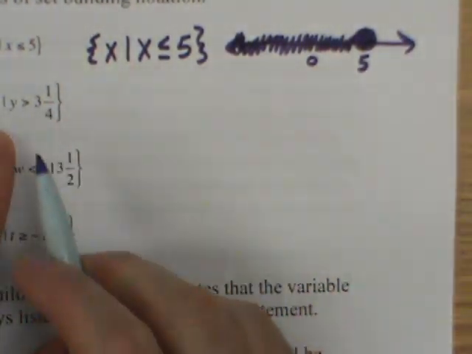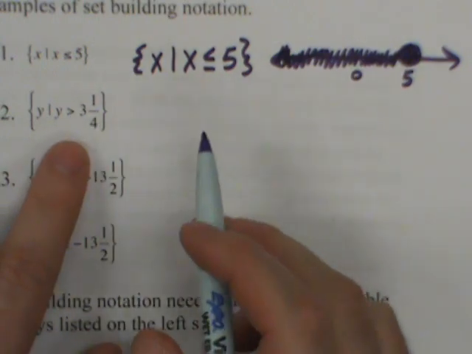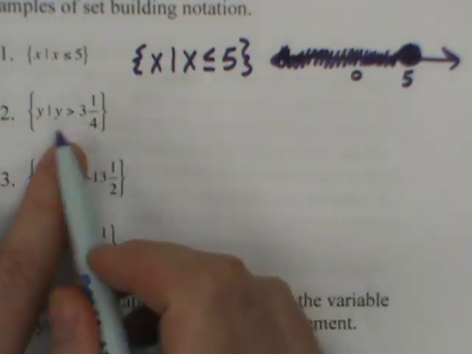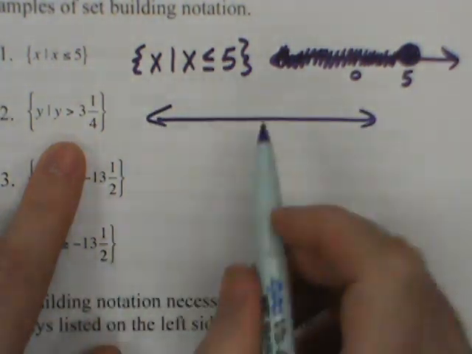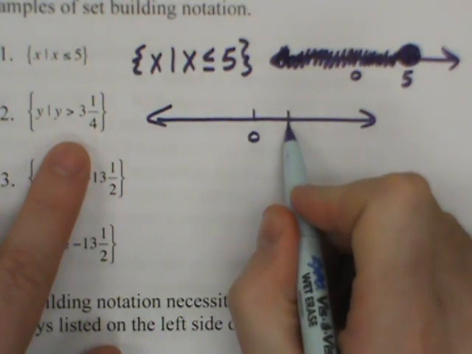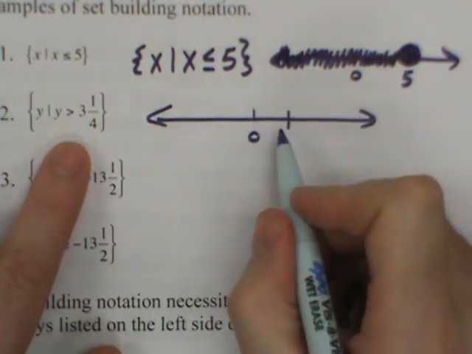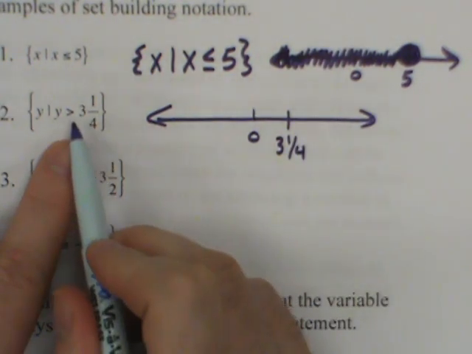It says the set y such that y is greater than 3 1/4. Because it's already written here, all I'm going to do is graph. For this problem, I locate 0. 3 1/4 would be found to the right. You don't have to count it out, just as long as you know it's to the right. And it says greater than 3 1/4.